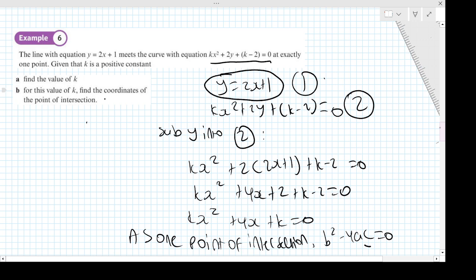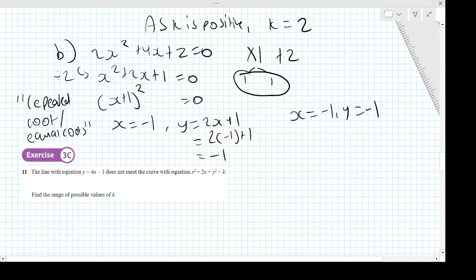But it said find the coordinates of the point of intersection. So we need to, very key detail, write this as a coordinate. So it has to look like x, y, this way, right? Well, x is minus 1 and y is minus 1, so minus 1, minus 1. So that is your final solution. Okay, that's the coordinates of the intersection.